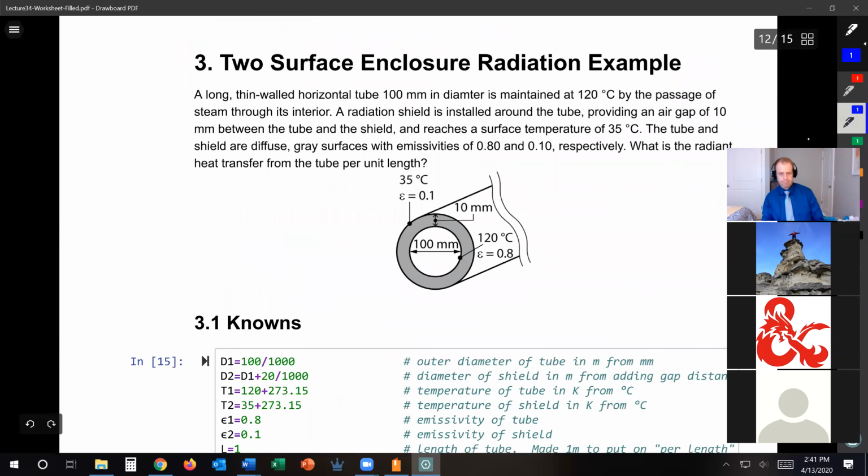2 equations, or 2 surfaces. This one is very common. It's an enclosure. I put radiation shields around pipes. I have a pipe. I put some sort of reflective material around it to stop the radiation or reduce the radiation losses from it. So if I have a steam pipe, my pipe is 100 millimeter outside diameter. And this shield is placed 10 millimeters away from it. And it's some sort of reflective material. And you can kind of tell that because it has this low emissivity.